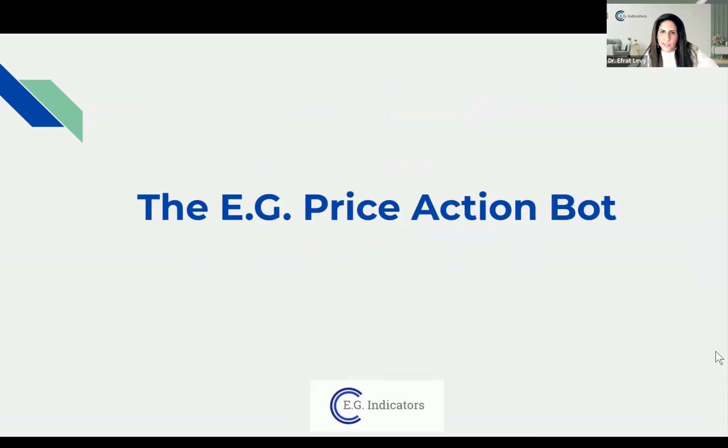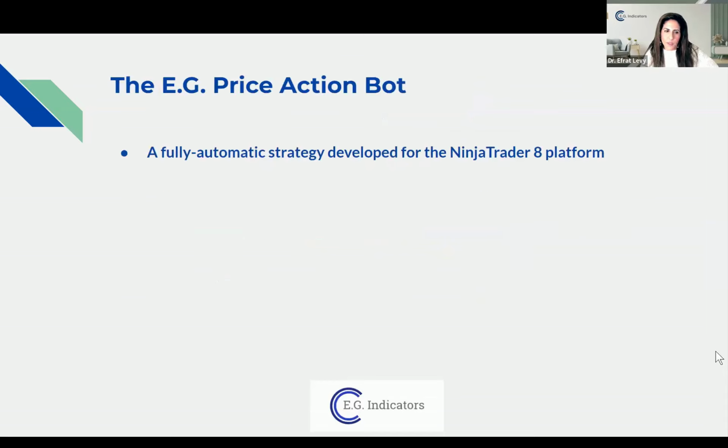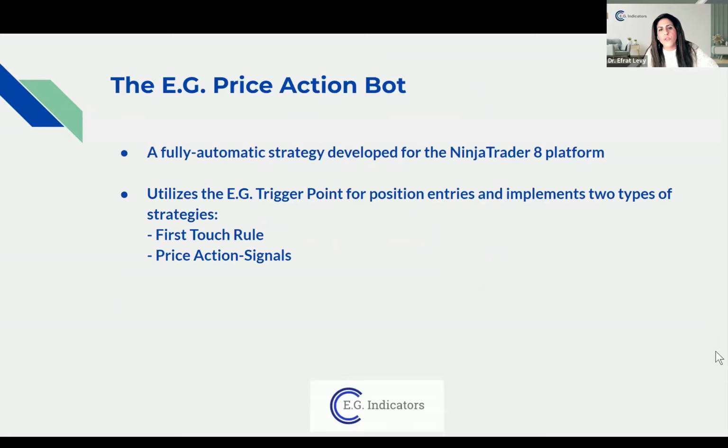So what is the price action bot? First of all, it's a fully automatic strategy developed for the NinjaTrader 8 platform. It was developed to demonstrate the potential return of trading using the trigger point, the daily level, combined with the signals generated by the price action indicator, which aims at analyzing the market behavior by looking at the candle patterns created around the trigger points.